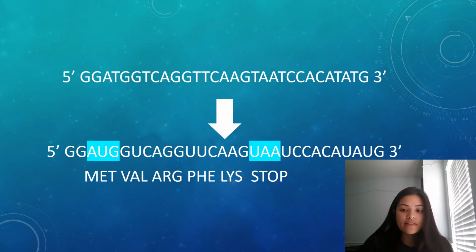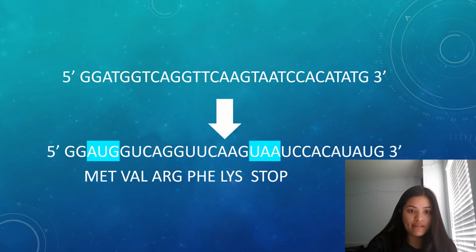So here I've taken the strand that we're looking at, the DNA strand, and translated it to mRNA, and then showed you what proteins they code for. So we have MET, VAL, ARG, PHE, LYS, and we stop.